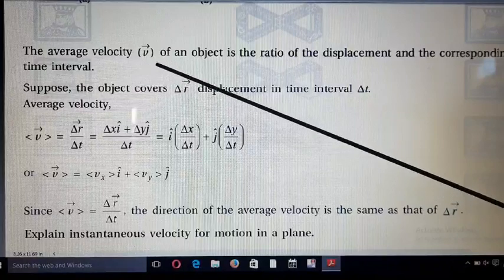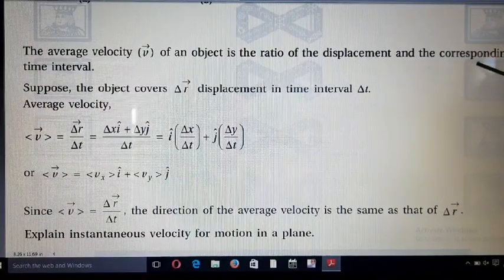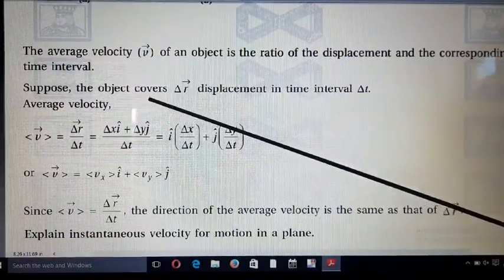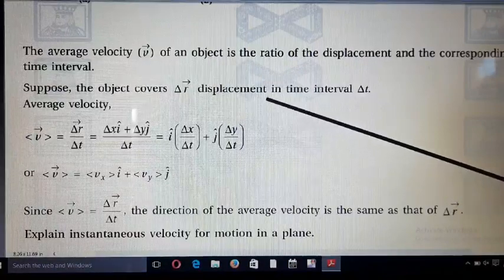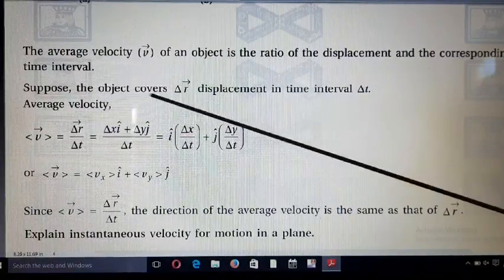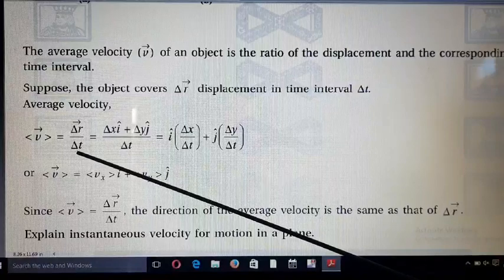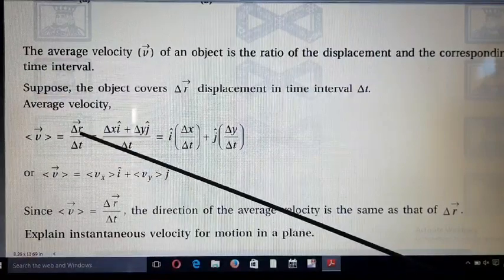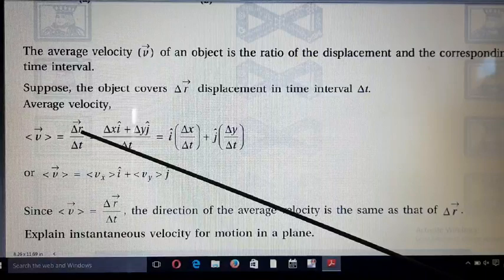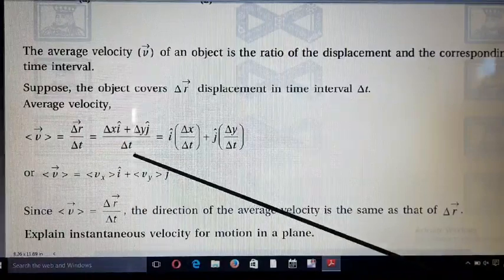The average velocity v of an object is the ratio of its displacement to the corresponding time interval. Suppose the object undergoes displacement delta r in time interval delta t. According to the definition of average velocity, we can write average v is equal to delta r upon delta t. Here delta r is a displacement, so instead of delta r we can write its two components, delta x i caret plus delta y j caret, upon delta t.